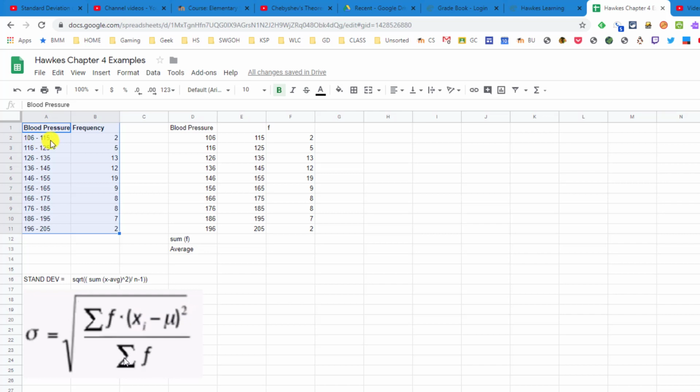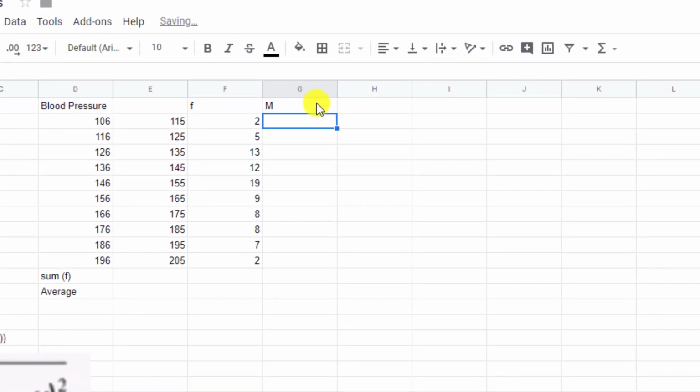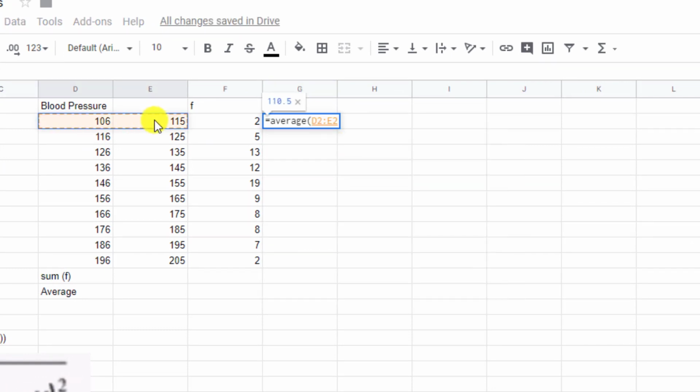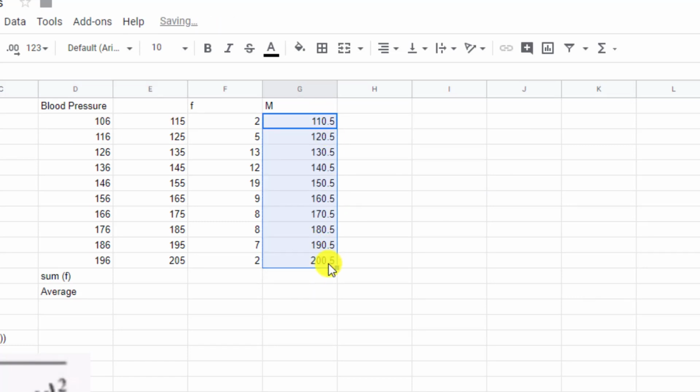So what I've done with this data, in order just to be able to streamline and do some things a little bit quicker, is I've separated the 106 to 115 into two cells, all the way down so you can see the ranges, 106 to 115, 116 to 125. Now what I'm going to put over here is a column that is the midpoint. And all I'm doing is finding the average of the two endpoints, then clicking and dragging. So here's the midpoints of all that data.